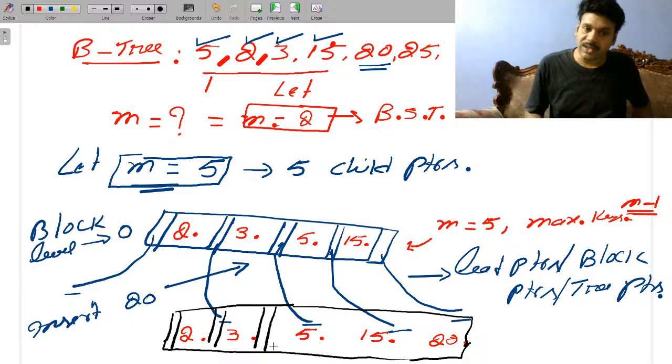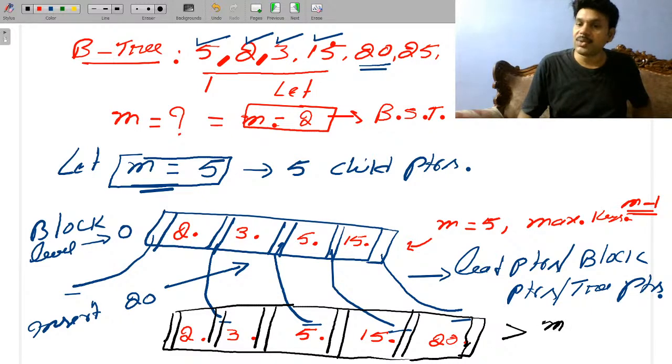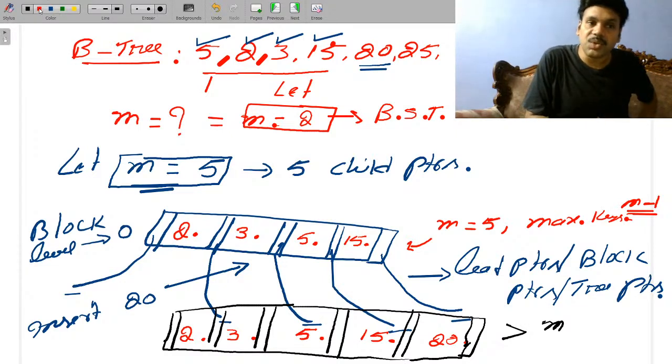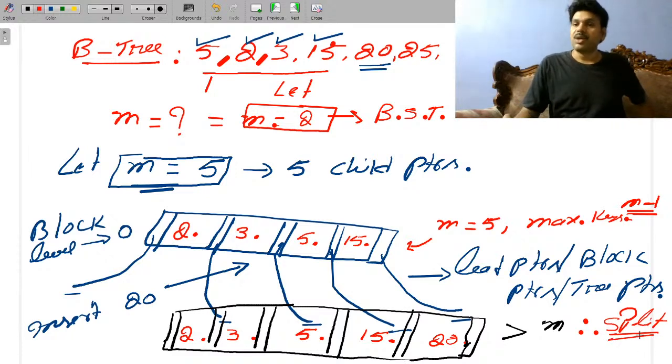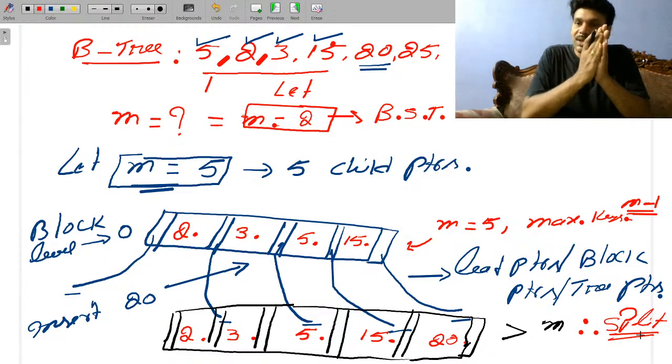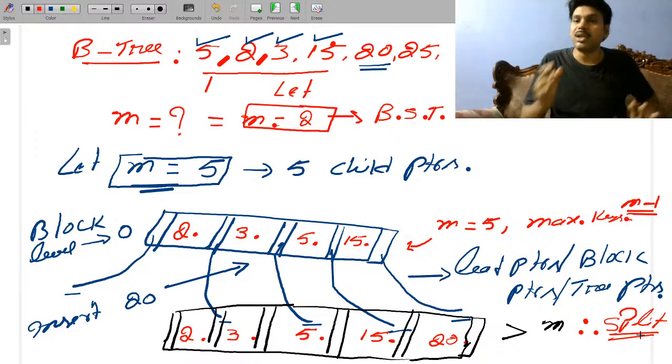Because you got 5 keys, your block pointers are increased from 5 to 6. Therefore, this is greater than your M, which is invalid. So whenever it is greater than M, which is invalid, you start to apply the concept of a split of a node. Now you will see the splitting concept. So now exactly the tree will be divided into 2 halves. That's the meaning of split.